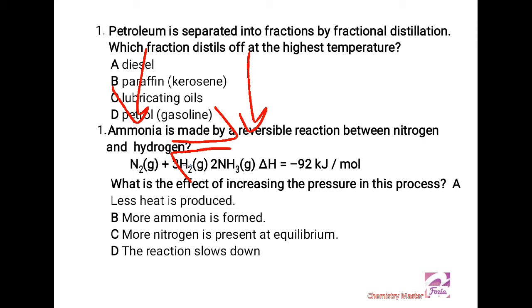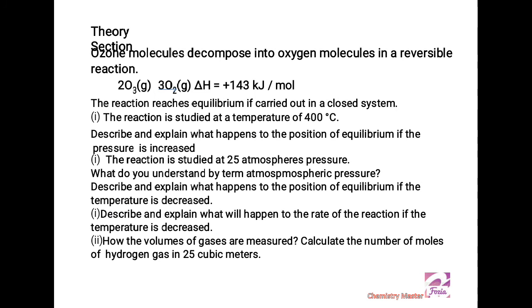So when we increase the pressure, the equilibrium will shift in the direction where fewer particles are present. Here 4 moles of gases are present, and here only 2 moles of ammonia are present. By applying pressure, the equilibrium will move towards the right side where fewer particles are present. So more ammonia will be produced.